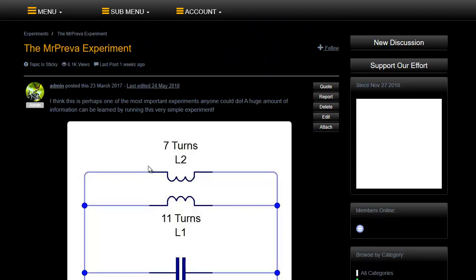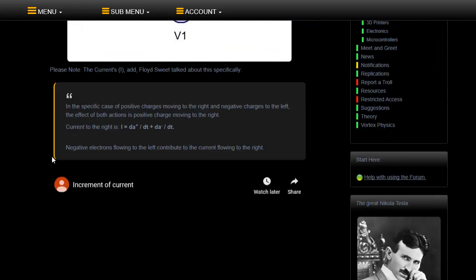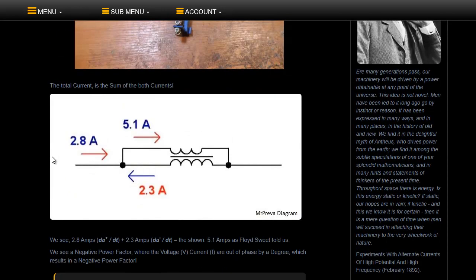First of all, the Mr. Prever experiment. We're going to do it a bit backwards. When these two coils are resonant, exactly 180 degrees out of phase, the current over here is minimum and the current over here is maximum. So 2.3 amps, 5.1. We have a forward current on this coil, not quite double, but nearly double of that.